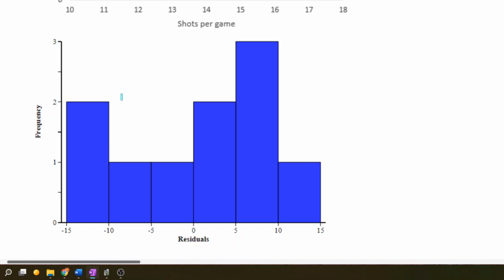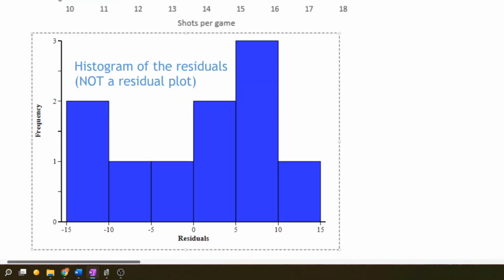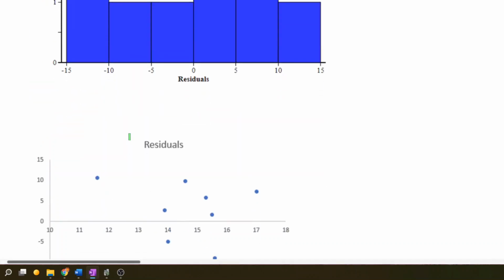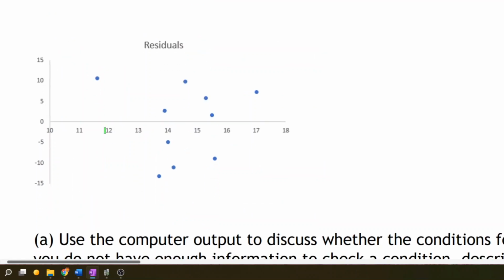Again, this is a histogram of the residuals and not an actual residual plot. A residual plot would plot the x-coordinates against their corresponding residuals. And you can tell here because over on the dependent axis we have the word frequency. So it's a histogram. Next over here, this is the actual residual plot. The residual plot doesn't show a triangular pattern, so this looks pretty good for us as well.